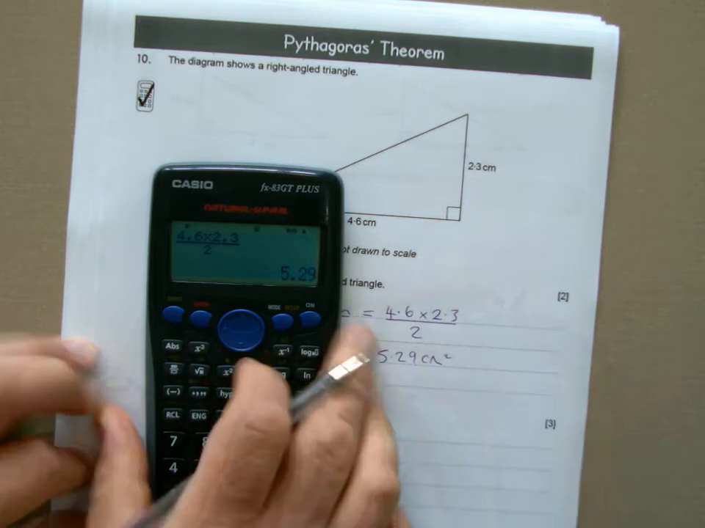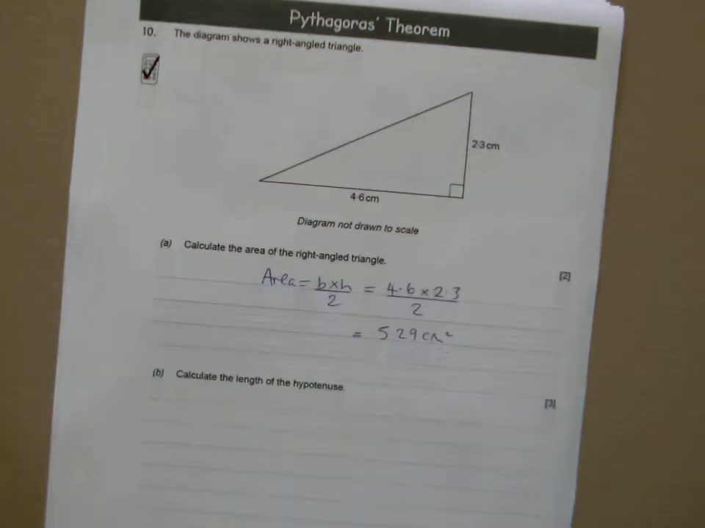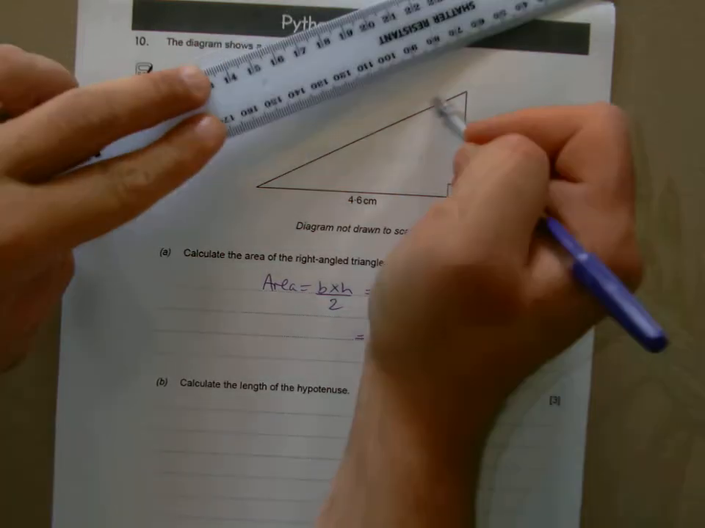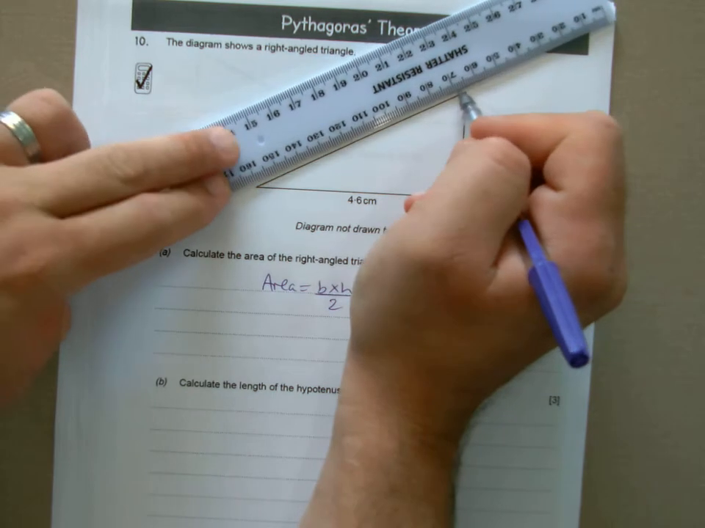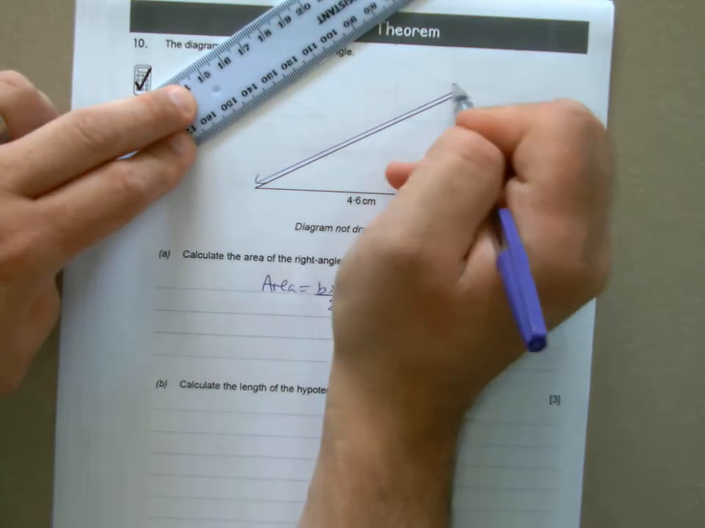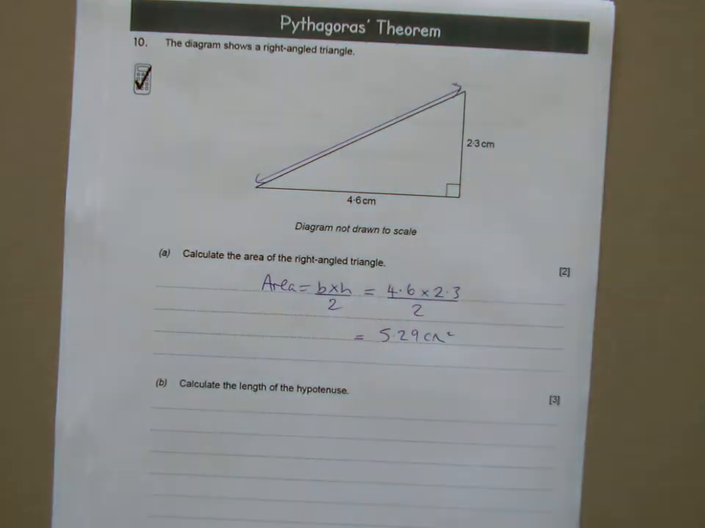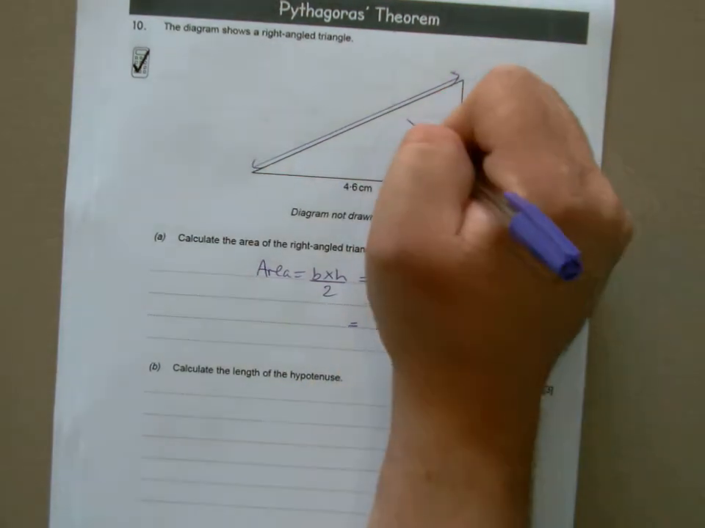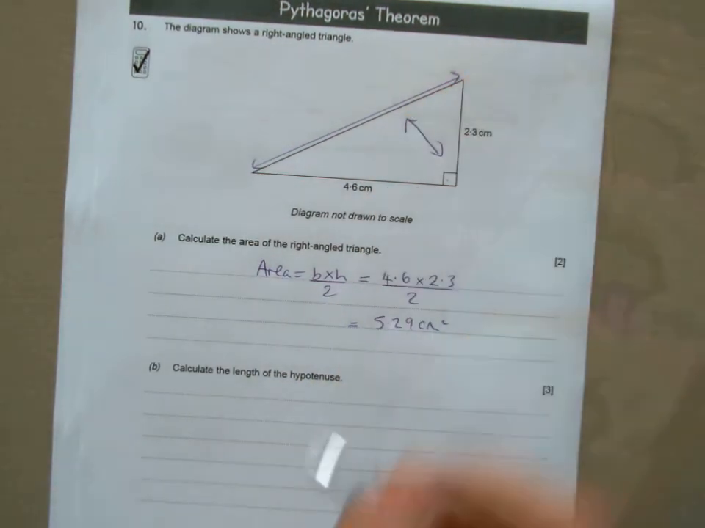centimeters squared. Okay. Then it says calculate the length of the hypotenuse. So when we talk about the hypotenuse, we're talking about this here. Okay, that side there. The hypotenuse is the longest side. Remember, hypotenuse is the longest side, and it's also opposite the right angle.